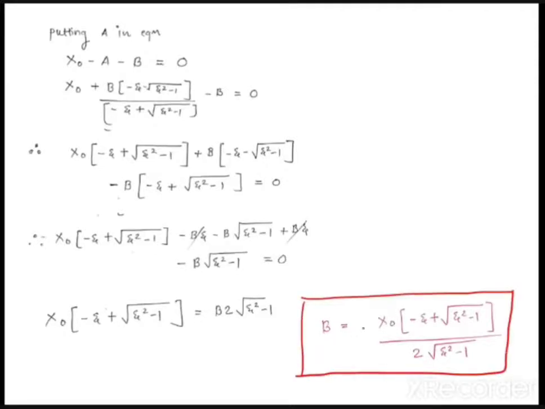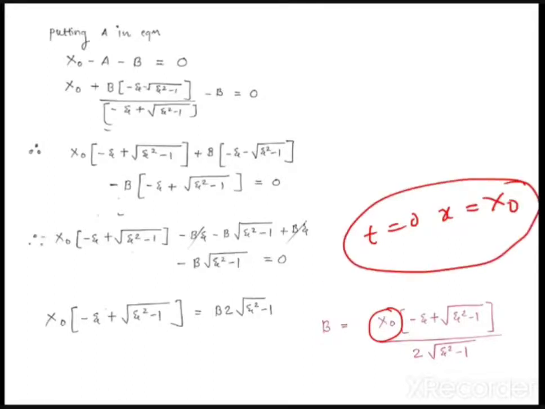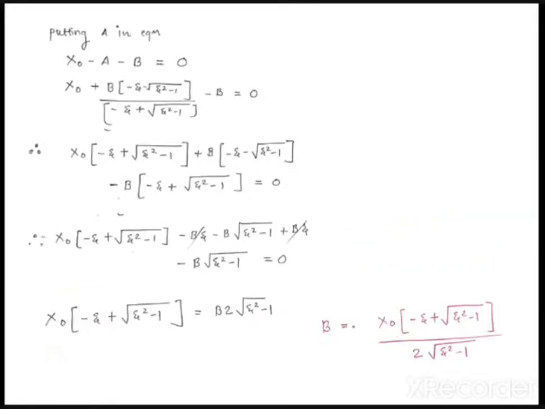So what is B? See, now I am getting B in terms of x0. Very, very important. Okay. x0 means what? At t is equal to 0, x is equal to x0. So this is the initial condition. Okay. So B is equal to x0 into (minus zeta plus square root of zeta square minus 1) divided by 2 into square root of zeta square minus 1. Guys, is it clear? Message me, or have you understood all this?